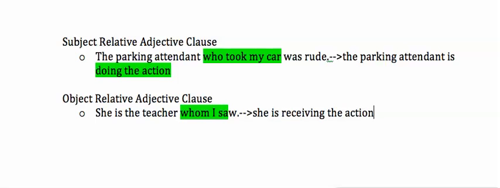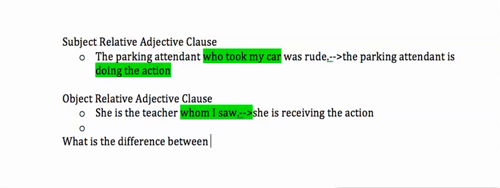Okay. Now the question is, where is the agent? The agent is actually I. So I is actually doing the action. She, your subject, is receiving the action. Okay, so that's why we call this an object relative clause. Now, this is a very common question when people learn. Students always want to know, you noticed up here I used the word whom. What is the difference between who and whom? Okay.